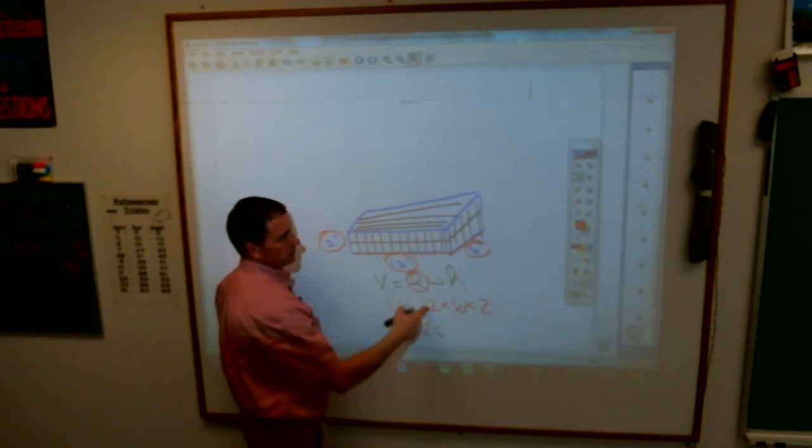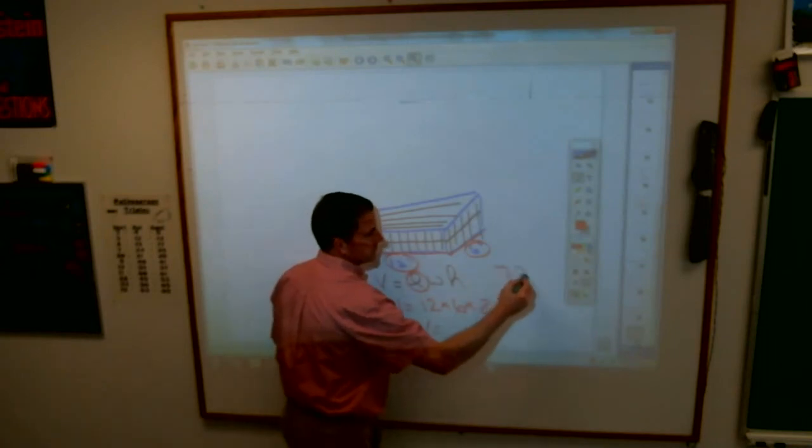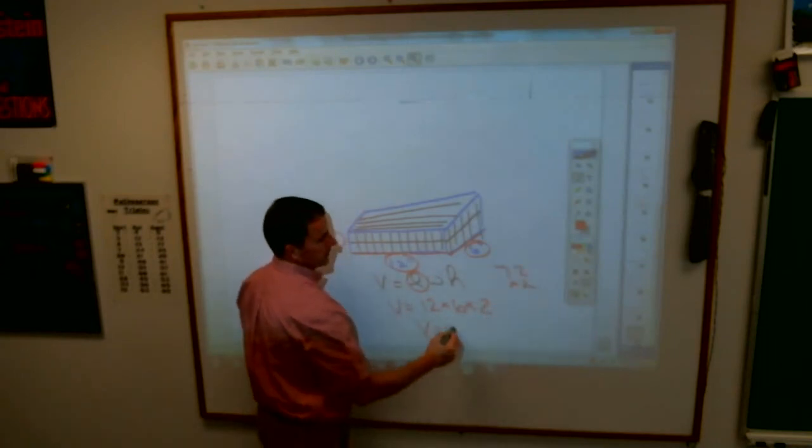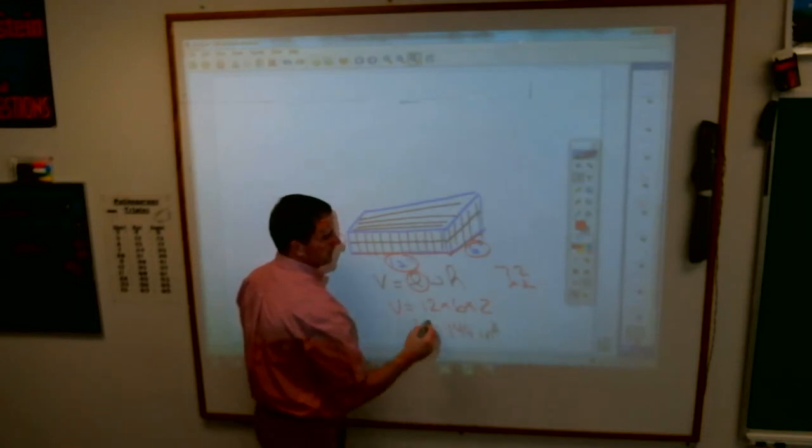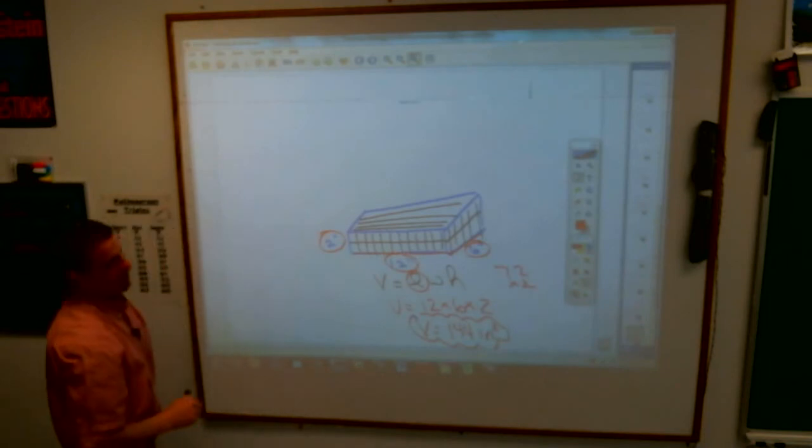Well, you could do 12 times 6, which is 72. 72 times 2? 144 inches cubed. Length times width times height.